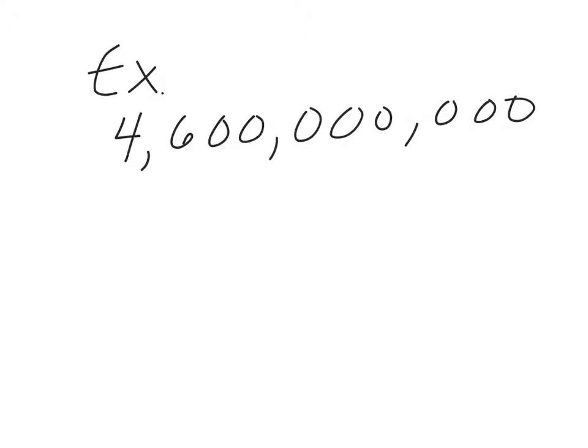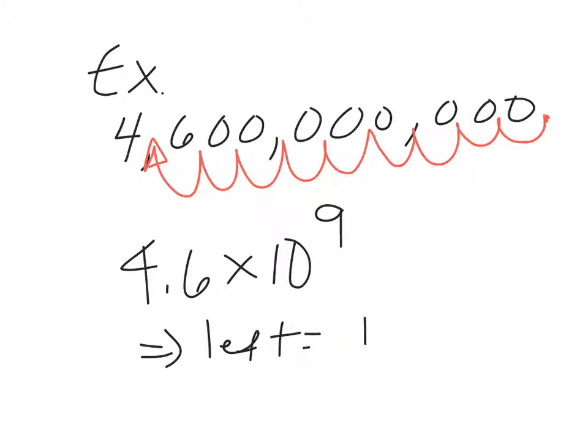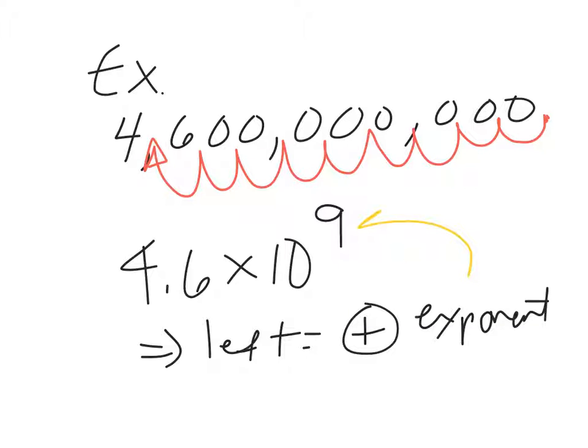So here's 4,600,000,000. Right now, the way I have it written, my decimal point is over here at the end. So I'm going to move it now, in this case to the left, until there's only one number to the left of the decimal point. 1, 2, 3, 4, 5, 6, 7, 8, 9. So at that point, if I wanted to write this number in scientific notation, it would be 4.6 times 10 to the 9th. So whenever you move the decimal point left, you get a positive value for the exponent right here.